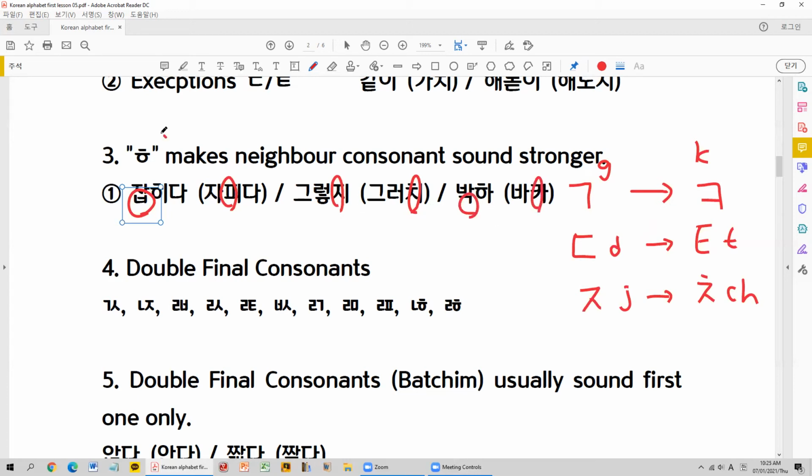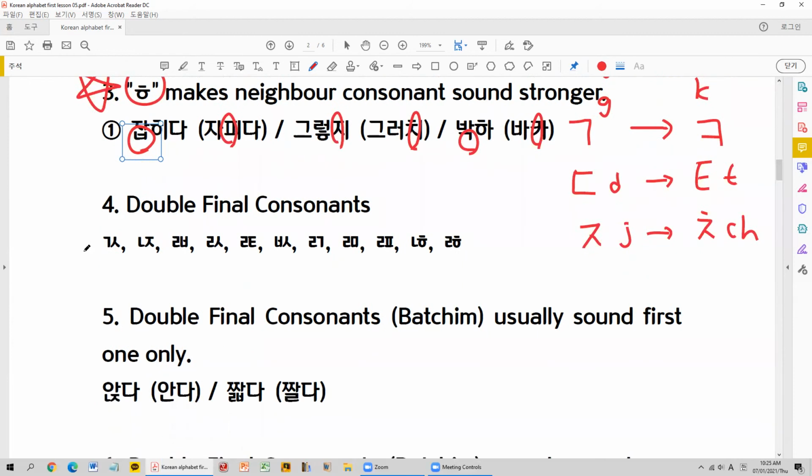Okay, so H makes the neighboring consonant sound stronger and disappears. So H makes the neighboring consonant sound stronger and disappears. This is an important rule.